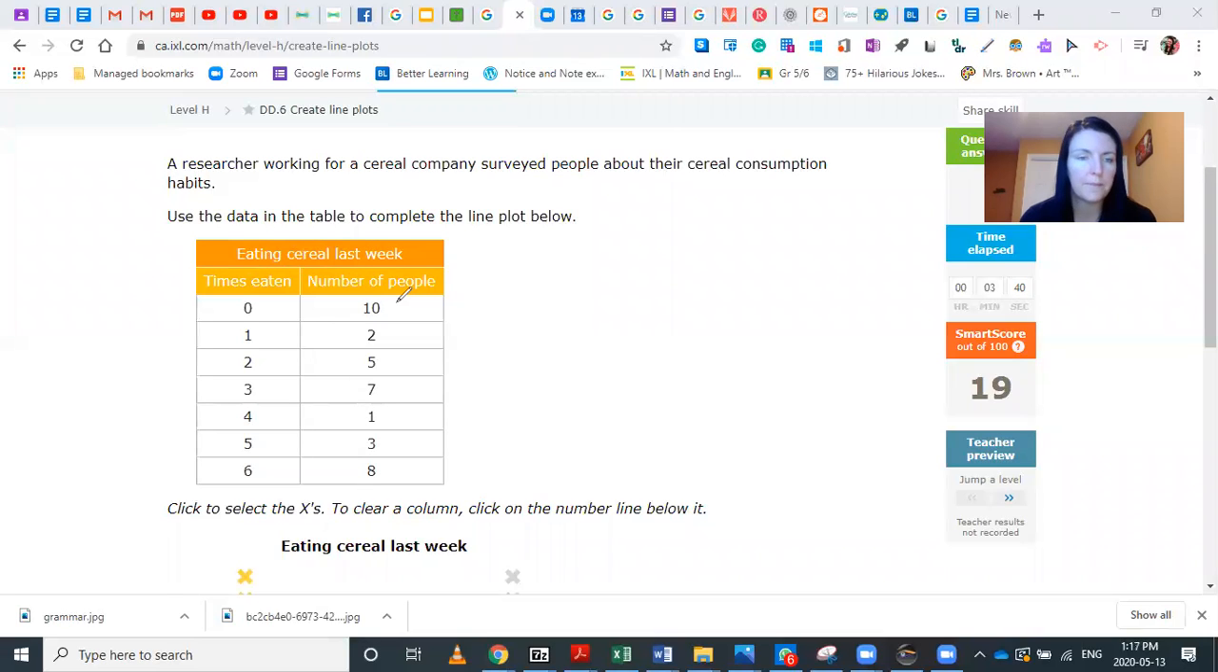That is a lot of people. I wonder what else they might eat for their breakfast. 1, you eat cereal 1 time in a week. 2 people ate it once. 2 times a week, 5 people put up their hand.